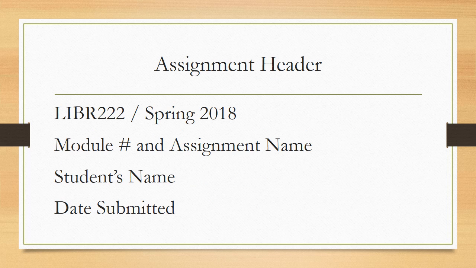As mentioned in the syllabus, all written submissions must be in doc or docx format. No PDFs, please, and must have this assignment header on it. Failure to include the assignment header will result in an automatic letter grade deduction.